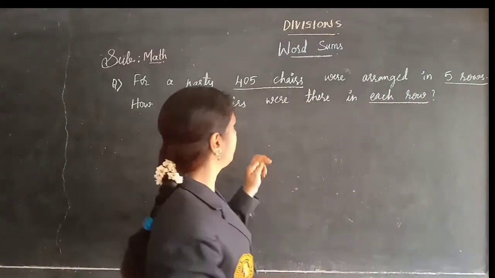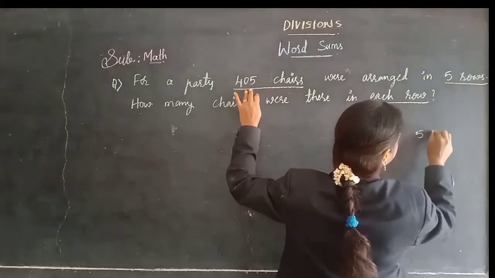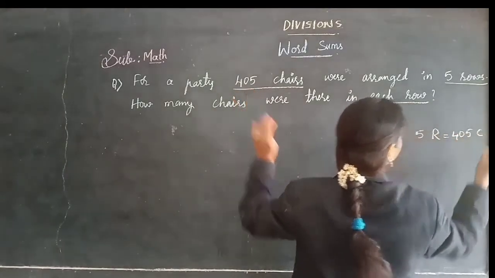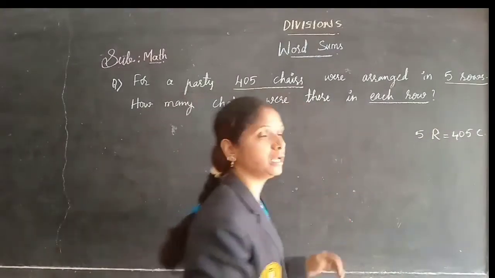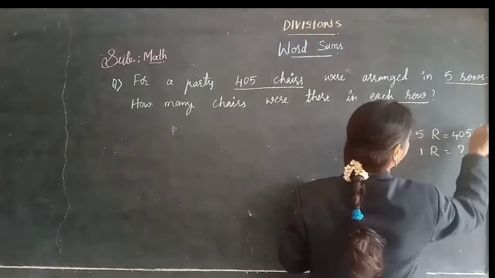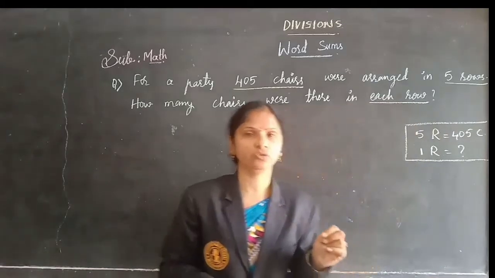Once again, I am repeating here. 405 chairs in 5 rows. Okay, and how many chairs were there in each row? Means in one row, how many chairs will be? Means how many chairs can be arranged in one row? We need to find that here.